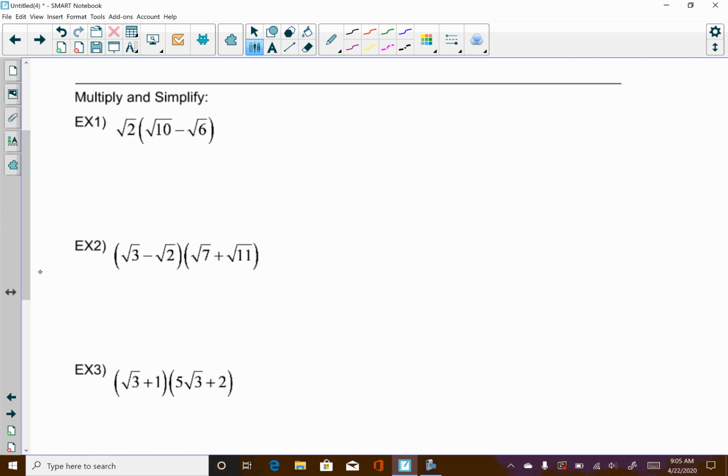So in the first one, hopefully you recognize, hey, this looks like distributing, right? You've got one term on the outside of a parenthesis, so just take that square root of 2 and distribute it through. The square root of 2 times the square root of 10 will give us the square root of 20, minus square root of 2 times square root of 6 will give us the square root of 12.